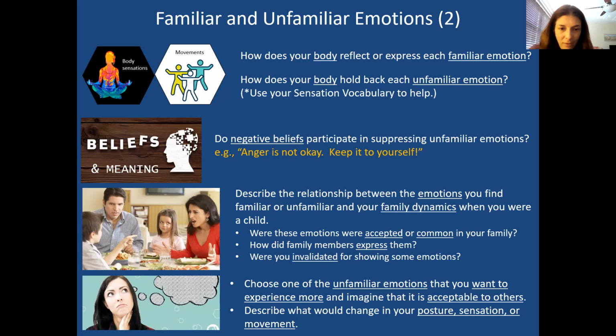Okay. Next, describe the relationship between the emotions you find familiar or unfamiliar and your family dynamics when you were a child. Okay. So which emotions were accepted or expressed in your family? If you think about your family experiences, was there a lot of anger flying around all the time? Or were people sad and depressed all the time? Was your mom curled up in bed half the day because she was depressed and couldn't get up? What was the emotional tone of the family? So what emotions were expressed, what were unexpressed? And were you invalidated for showing some emotions?